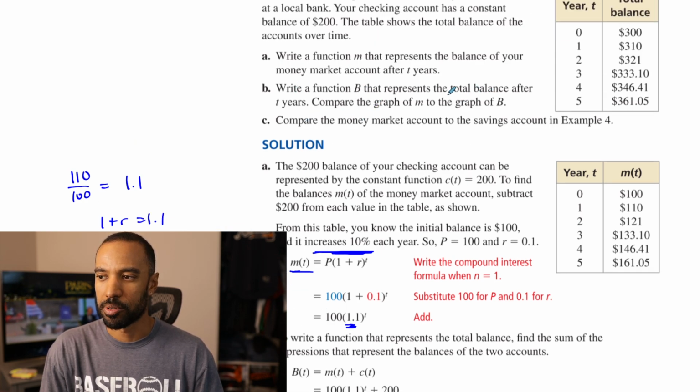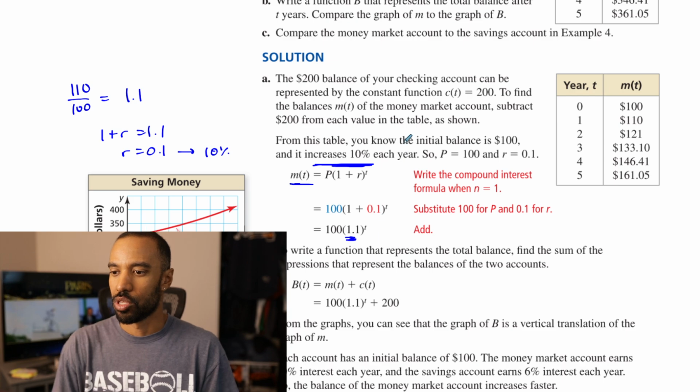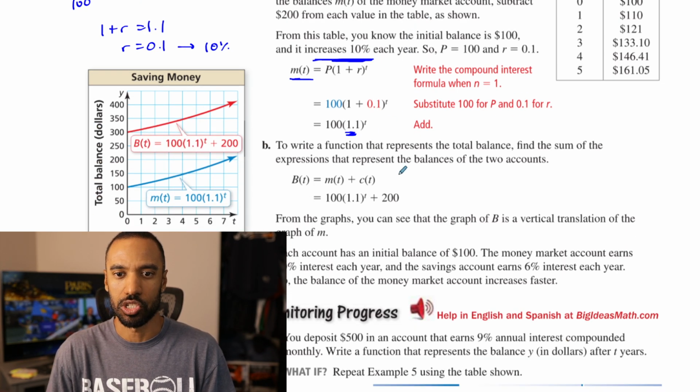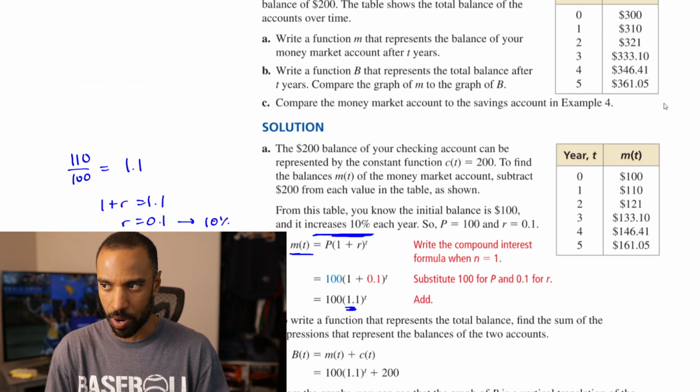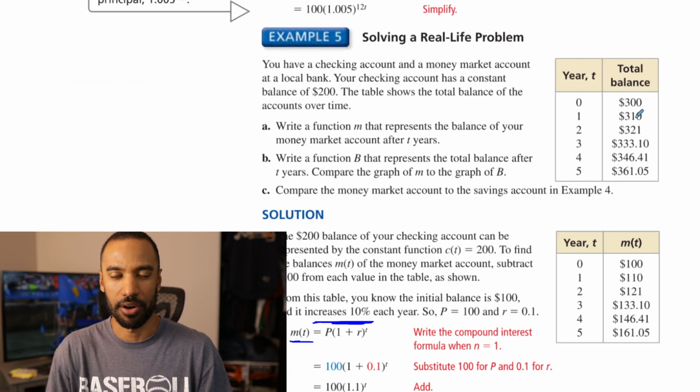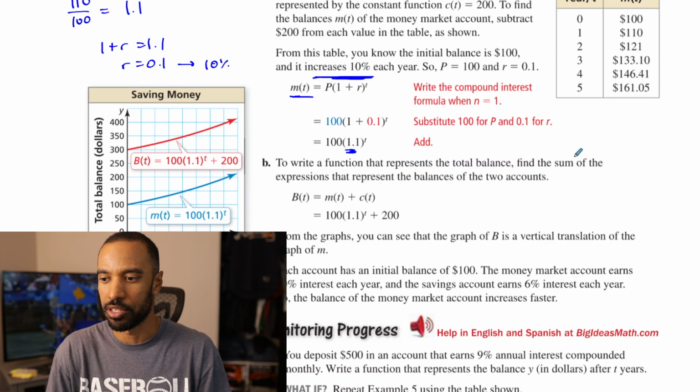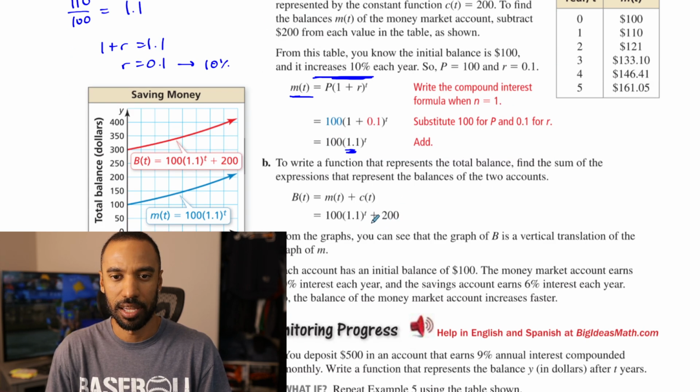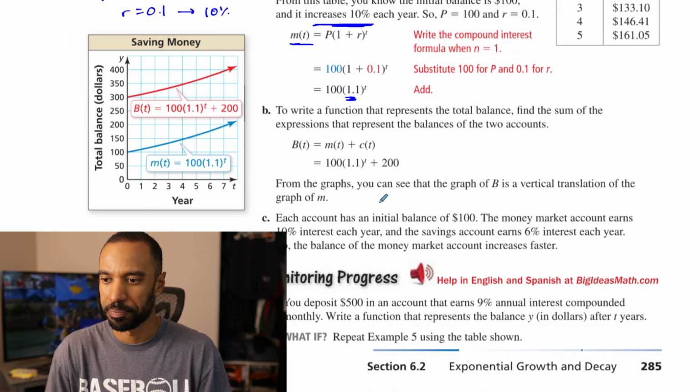Write a function B that represents the total balance after T years. Compare the graph of M to the graph of B. So the total balance after T years is going to add the $200 constant amount. That's why this is $200 more than 100, $200 more than 110, things like that. You're just adding 200 to all these numbers, which makes it a constant added to it. It's like a plus K, if you will.